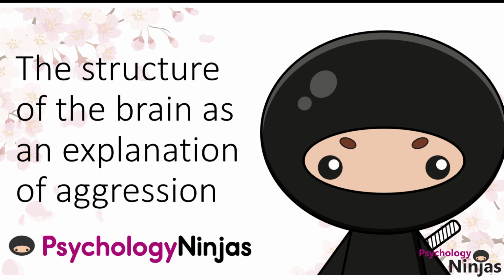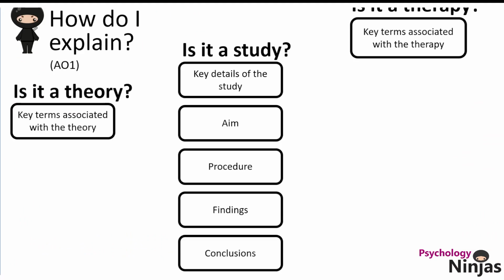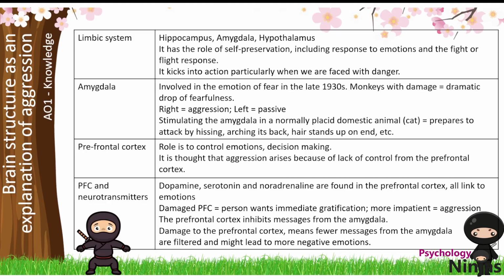So we're going to treat this as if it's a theory, and therefore to get our AO1 marks we need to explain key terms associated with brain structure. We need to focus on specific parts of the brain and their impact on aggression.